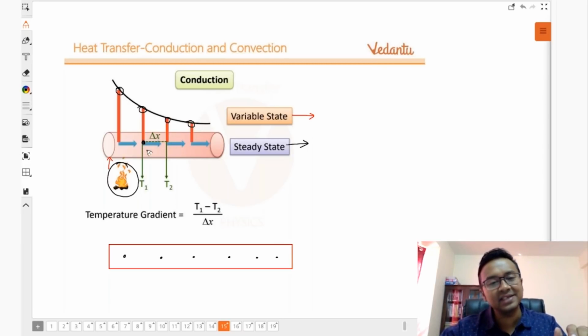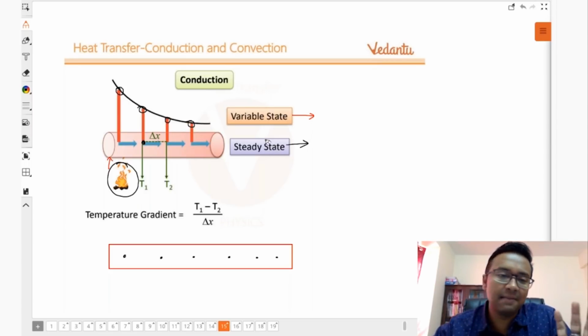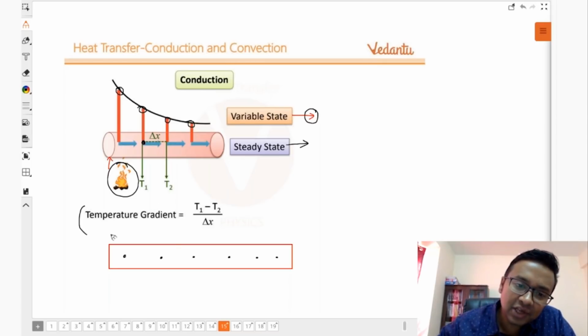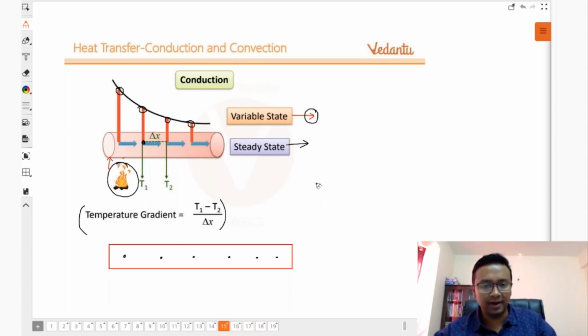In the steady state, the heat current flowing in the entire conductor is going to be the same, my dear students. Because before that, when it was a variable state, the heat was used in increasing the temperature. And every cross section increased its temperature to a maximum value, due to which a temperature gradient got created.